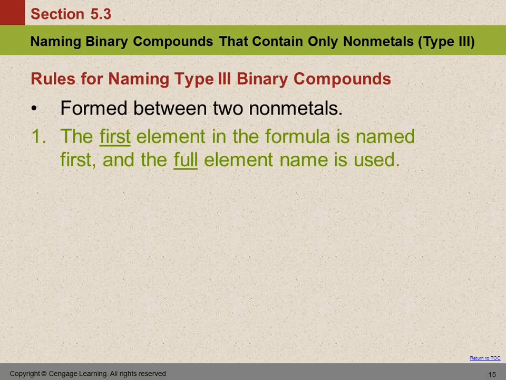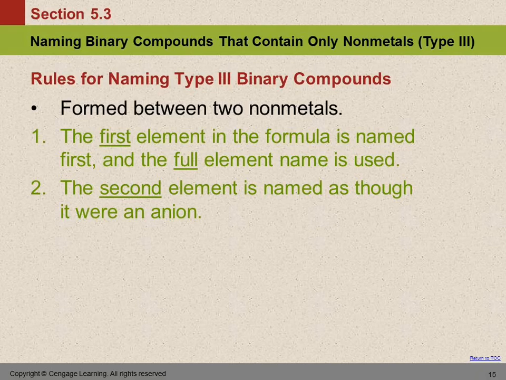So when we name these guys, the first element in the formula is named first, and we use the full element name for that one. So it follows the pattern of the metal, nonmetal, those ionic compounds, where the metal element has its full name. Okay, so if we've got nitrogen and oxygen, and the nitrogen is first, its name in the formula is just nitrogen. The second element we name as though it were an anion, even though it isn't. So we change the ending of the name.